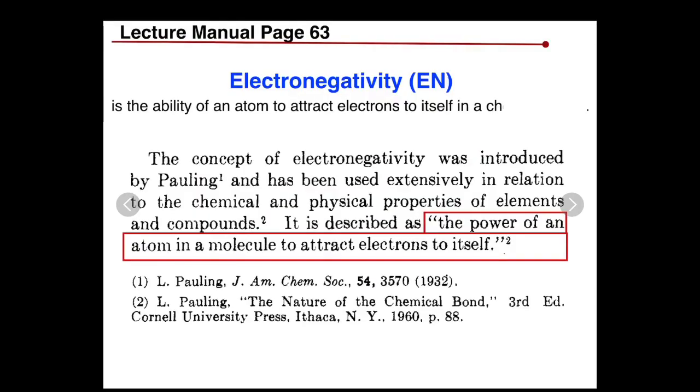What is electronegativity? Electronegativity is the ability of an atom to attract electrons to itself in a chemical reaction. The value of electronegativity is quantified by Linus Pauling. In his publication, he described the electronegativity value as the power of an atom in a molecule to attract electrons to itself. So the higher the ability to attract electrons, the higher the electronegativity value you are going to get. I'm going to use EN for short for electronegativity value.